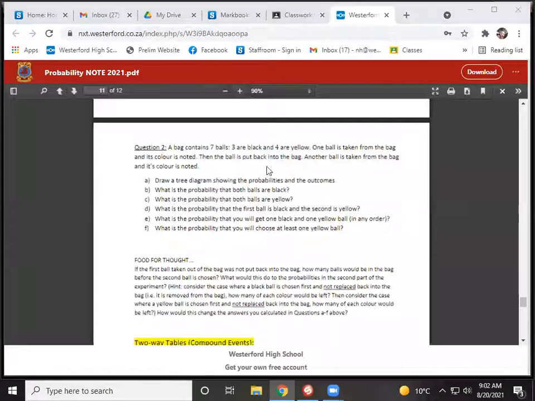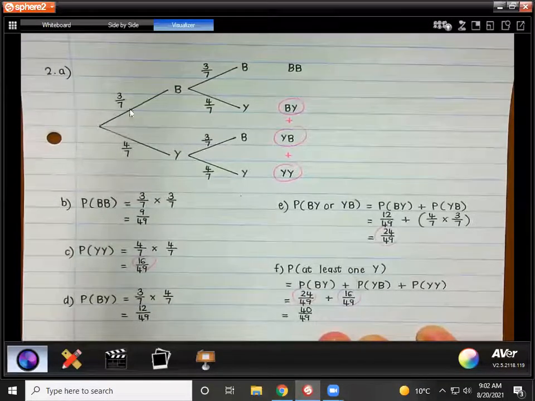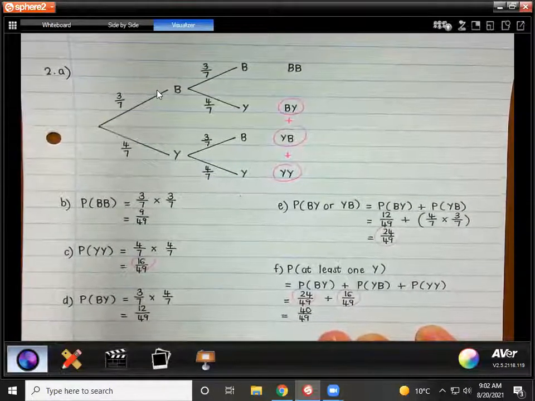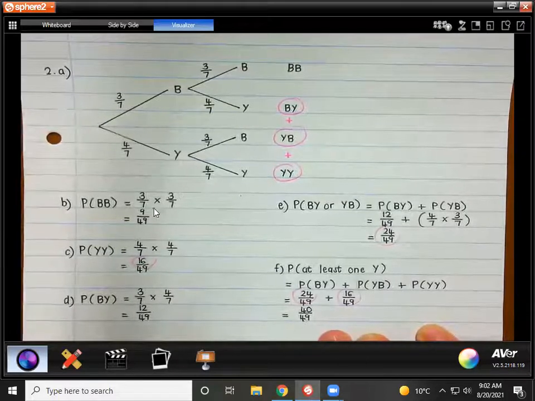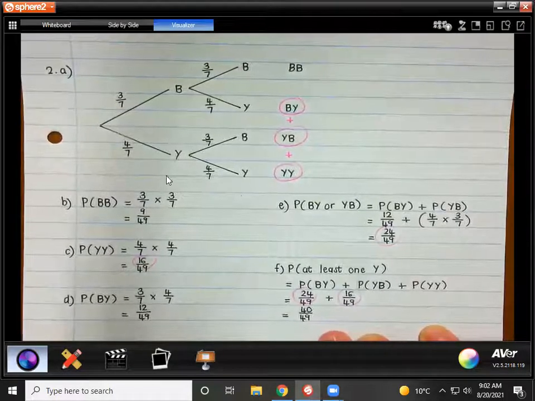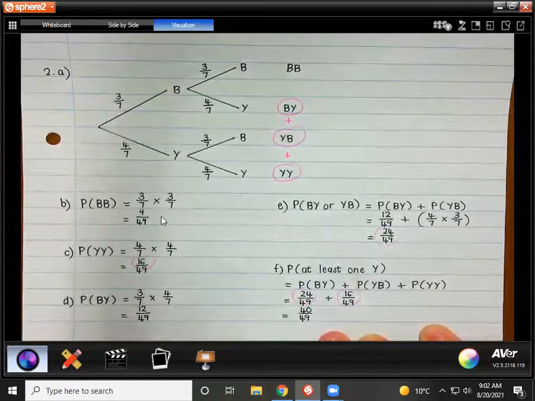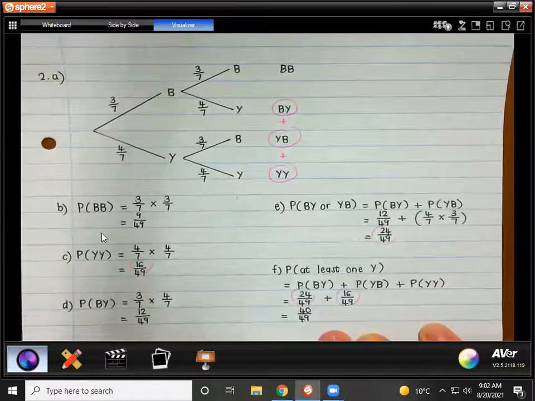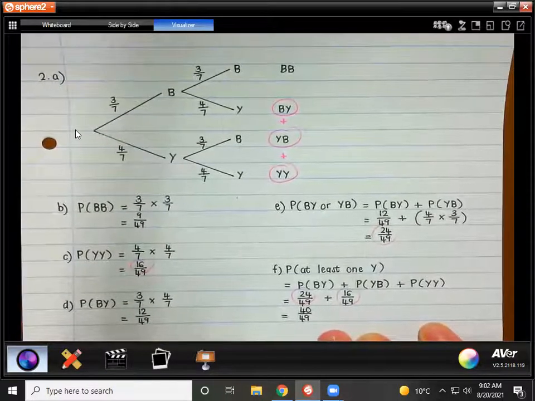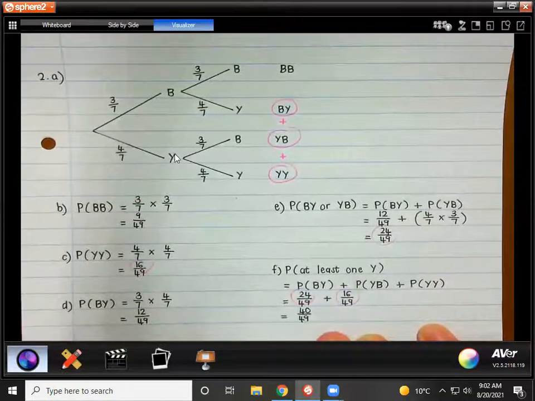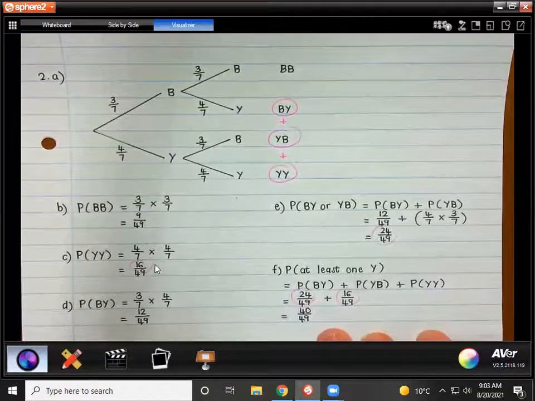So now they say go tree diagram. Okay, we did that. In B, what is the probability that both balls are black? So now we're going to go first ball black and second ball black. So we times those probabilities together. So black in the first draw multiplied by black in the second draw, we get 9 over 49. Okay, C was what is the probability that both balls are yellow? So we're going to do yellow times yellow. 4 over 7 times 4 over 7, we get 16 over 49.